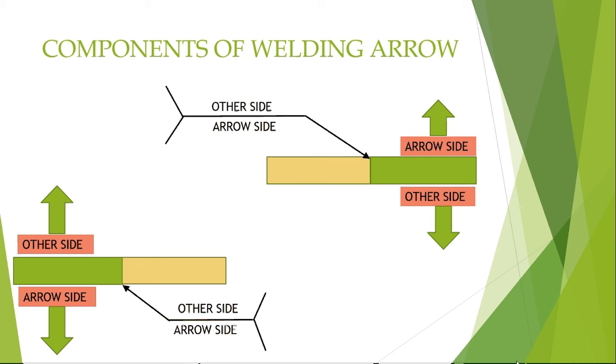Finally, remember, irrespective of the type of the joint or the complexity of information provided on the welding arrow, any information that is provided on the top side of the reference line is applicable to the other side, and any information that is provided on the bottom side of the reference line is applicable to the arrow side.